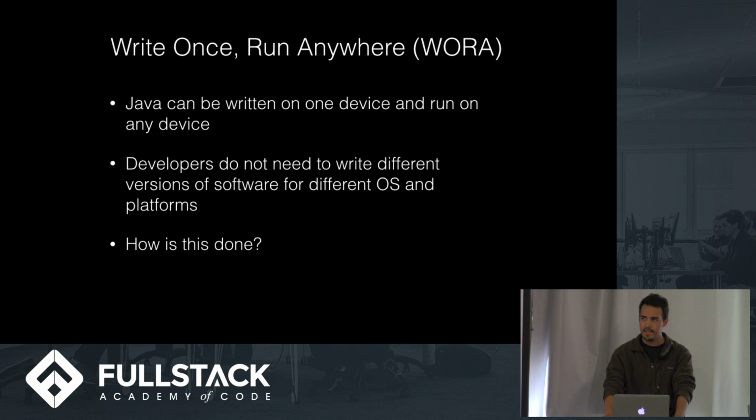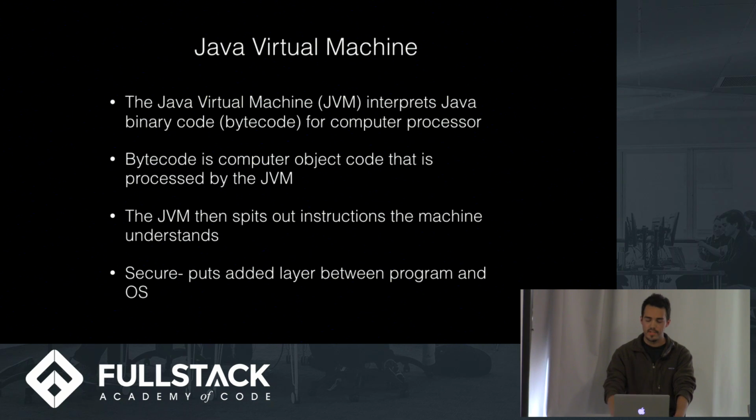Now, the 5-second pitch of Java would be write once, run anywhere, or WORA. Java can be written on one device and run on any device. Developers do not need to write different versions of software for different operating systems and platforms. How is this done? By the Java Virtual Machine. The Java Virtual Machine, or JVM, interprets Java binary code, bytecode, for computer processors. Bytecode is computer object code that is processed by the JVM.